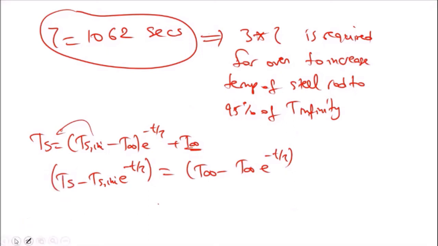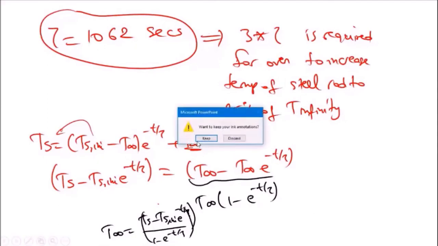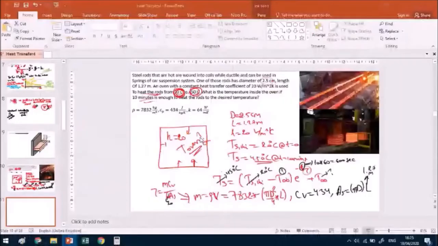So I can write T infinity outside of the brackets, 1 minus e to the power of negative t by tau, and then I can find T infinity, which will be equal to Ts minus Ts initial into e to the power of t by tau, divided by 1 minus e to the power of t by tau. Okay, this will be the equation for T infinity. Let's solve it and find T infinity and finish this problem.